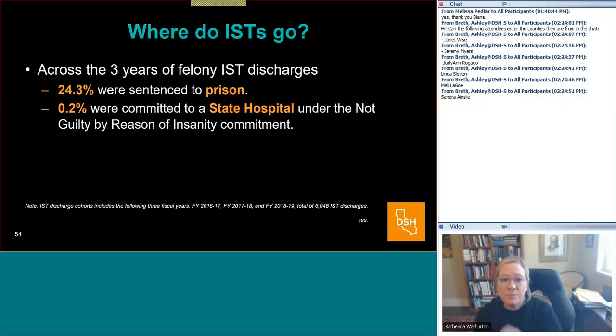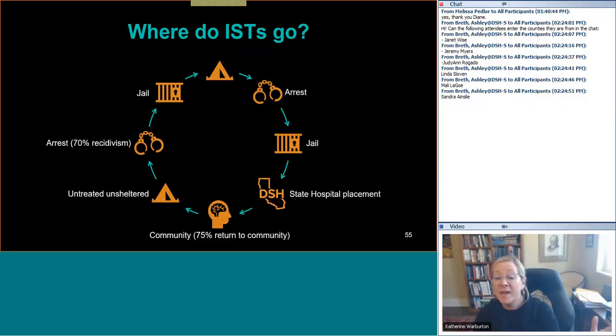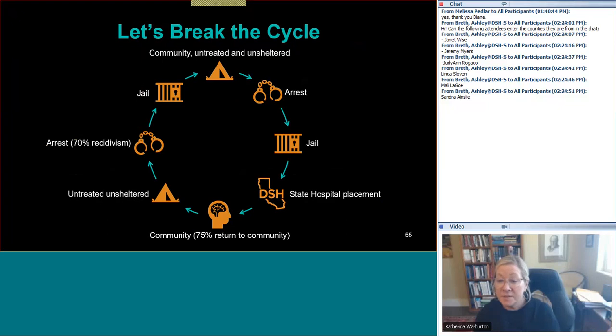Only 24% of the individuals who were sent to us over 3 years ended up in any kind of state institution. 24% were sentenced to prison, and then a very, very small fraction were committed to us as not guilty by reason of insanity. Slide, please. That means 75% are right back out into the community.